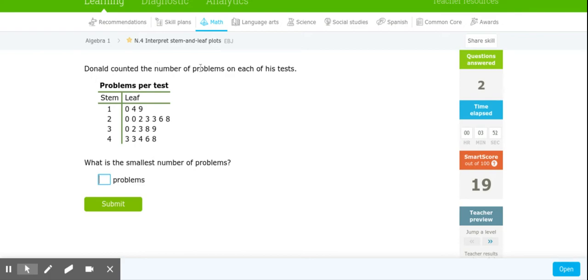Donald counted the number of problems on each of his tests. What's the smallest number of problems? Well, we look at the smallest number we have here, so that's going to be in this first stem, which represents the tens. So we've got 1, 0, which is 10. So the smallest number of problems is 10.